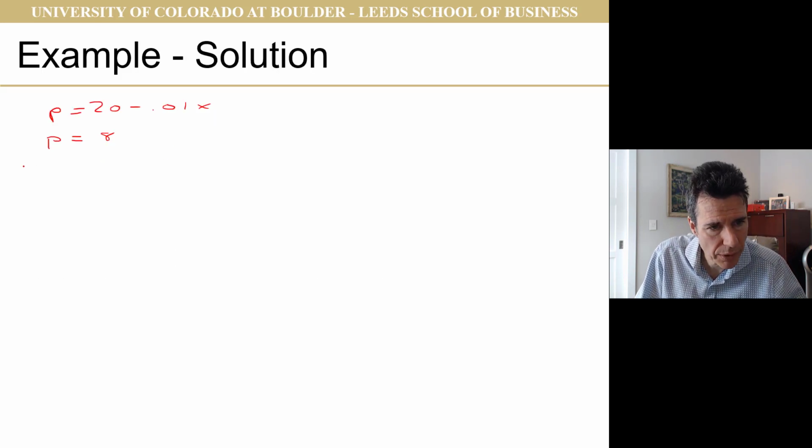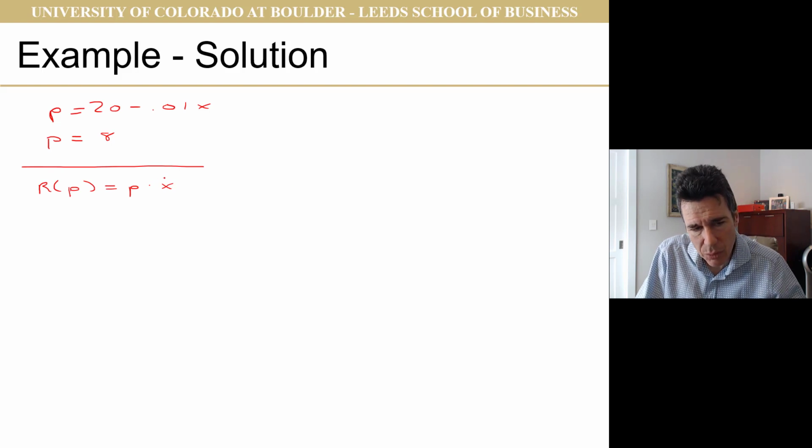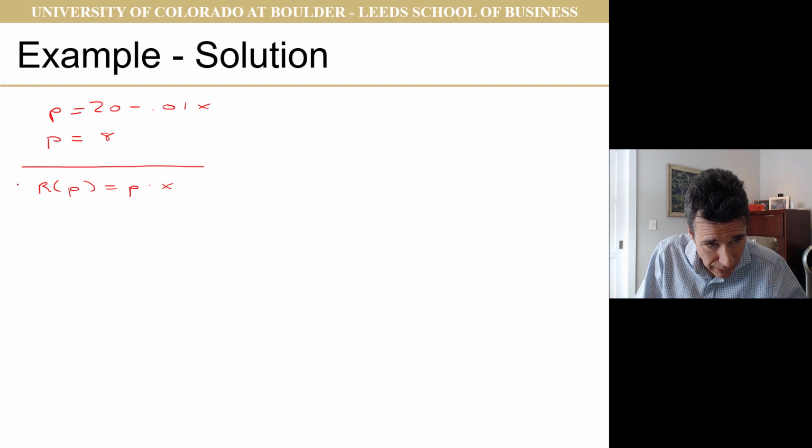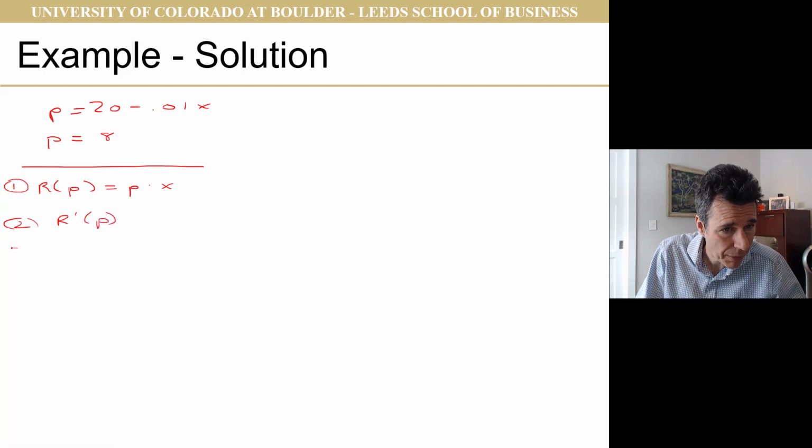Okay, so remember, we want to write revenue as a function of price. That's p times x, and so we want to get rid of this x so we have a function of p. And we have a little problem here because we have p as a function of x as opposed to x as a function of p. So we're going to have to rewrite our price-demand equation. So this is sort of step 1. Step 2, we're going to take the derivative, r prime of p, so we need to figure that out. Step 3 is we're going to calculate r prime of 8. And step 4 is we're going to interpret.